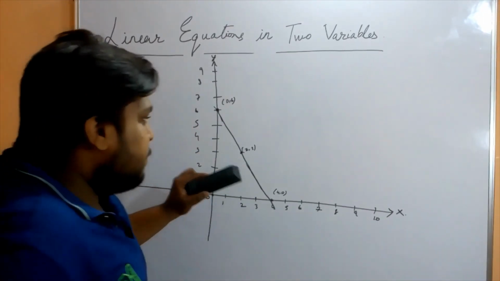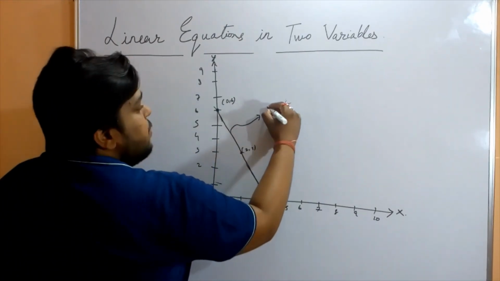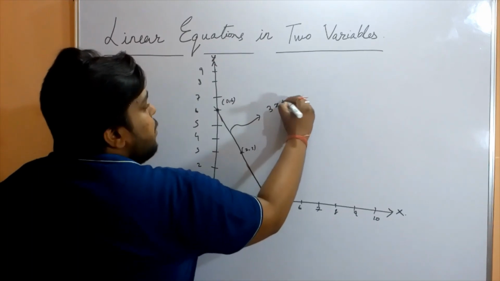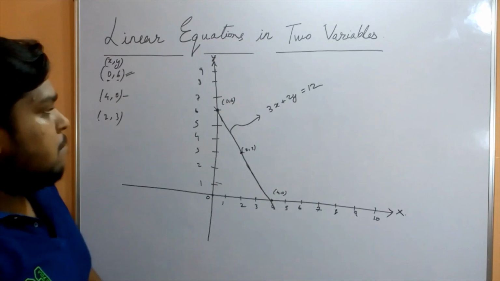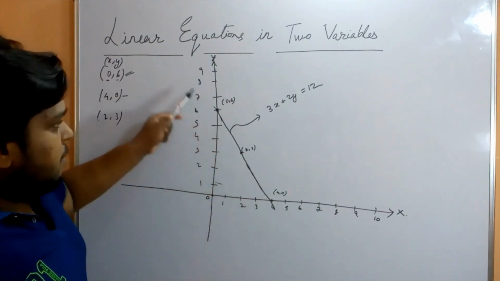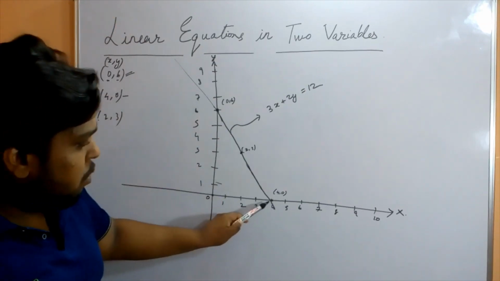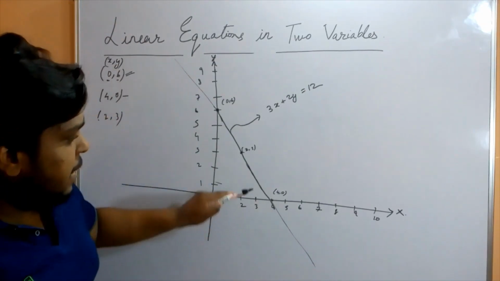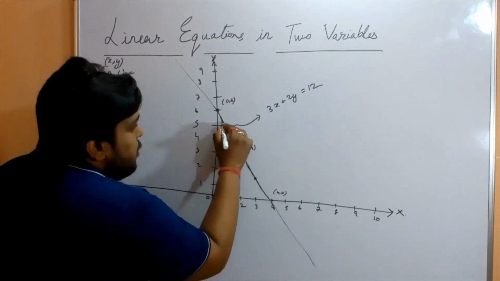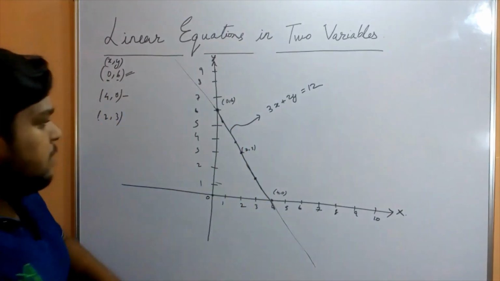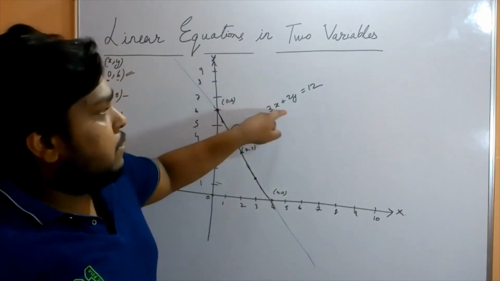What does this say? This says that this straight line is the equation 3x plus 2y equal to 12. Any point on this line, until infinity, you can go up to here as much as you want or down to here as much as you want. Any point here, suppose this point or this point or this point, any point or location on this straight line which we have formed is a solution of this equation.